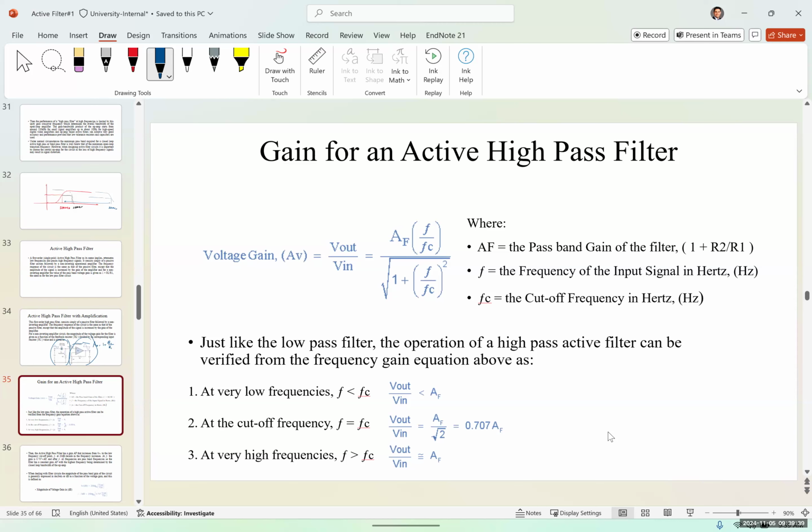F is the input frequency of the signal in hertz. FC is the cutoff frequency, and I'll explain later how we calculate FC. FC is the same as a low pass filter. It's going to be 1 over 2 pi RC.